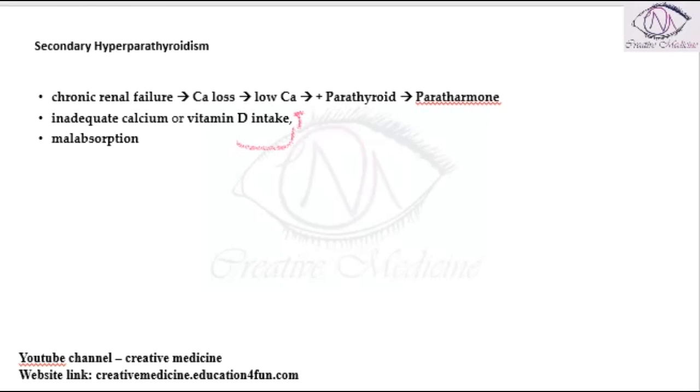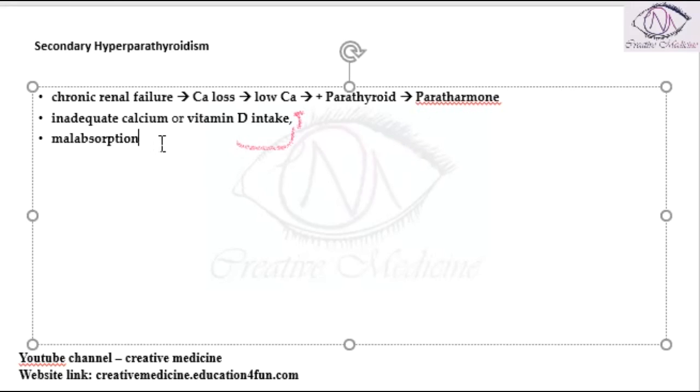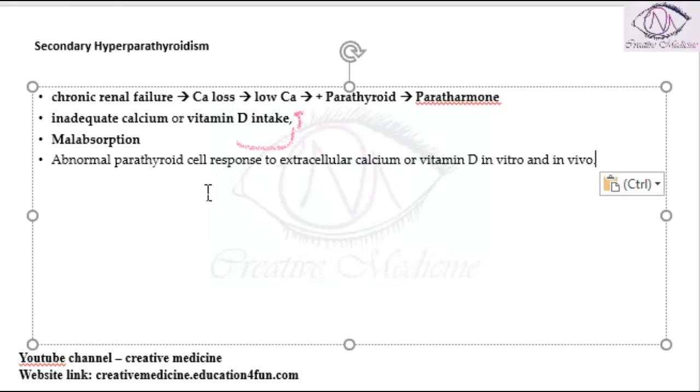Sometimes it can also occur due to an abnormal parathyroid response. Whenever there is an abnormal parathyroid response to extracellular calcium or vitamin D, even then there will be secondary hyperparathyroidism.